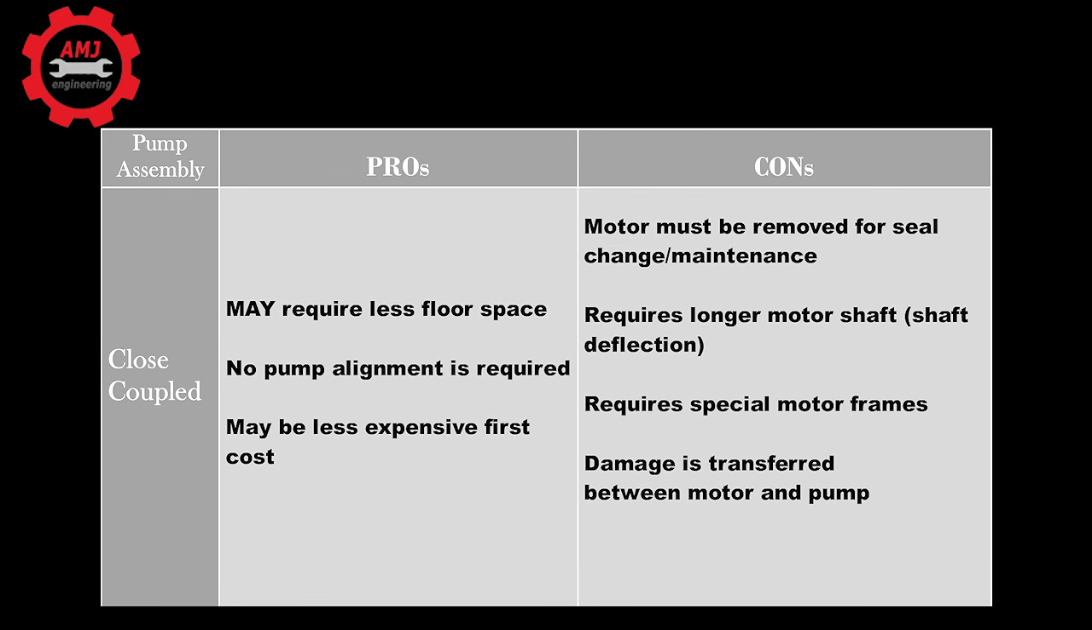First, it requires less floor space within a plant room for installation. Second and most important, closed-coupled pumps do not need to be aligned. This can be helpful if you have a high-speed application at 3,600 RPM where the alignment tolerances are tight.